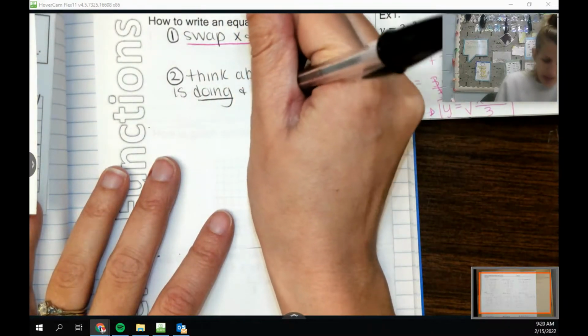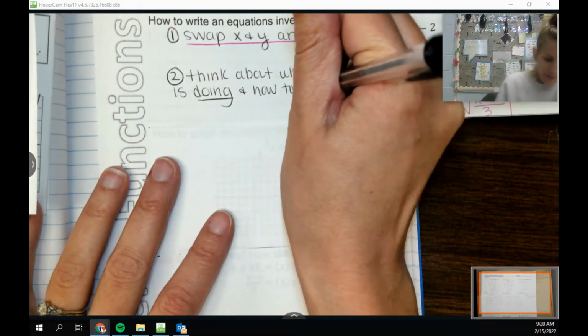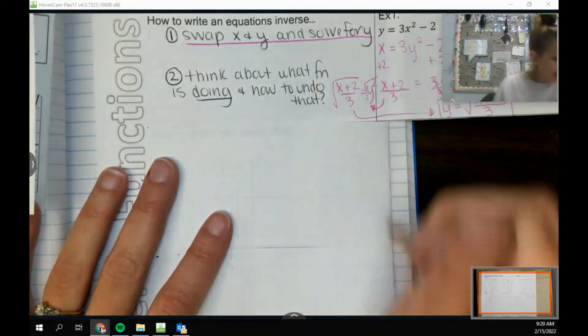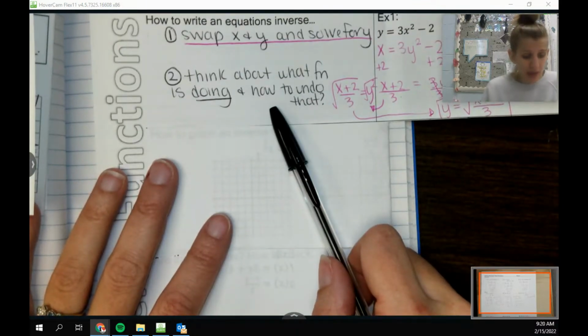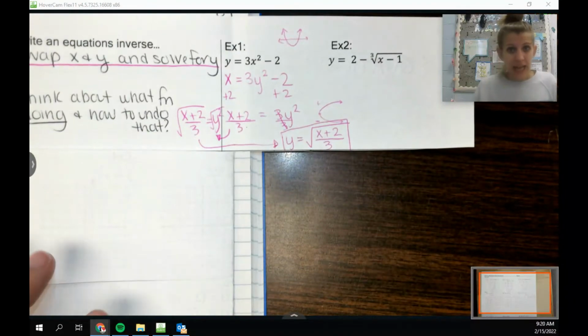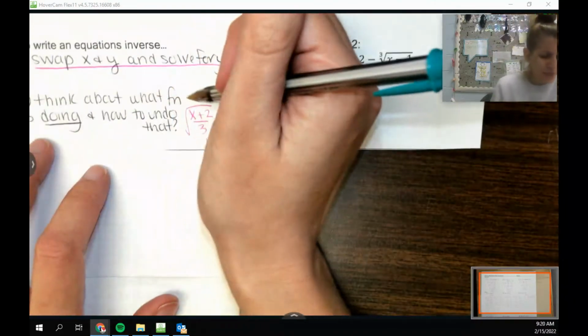And how do I undo that? Okay. So think about what the function is doing, and then how do I undo that? So this is a very thinky thing. I'm going to try this on this one.